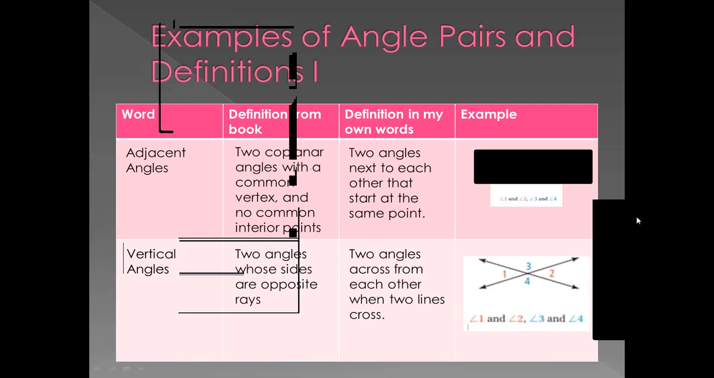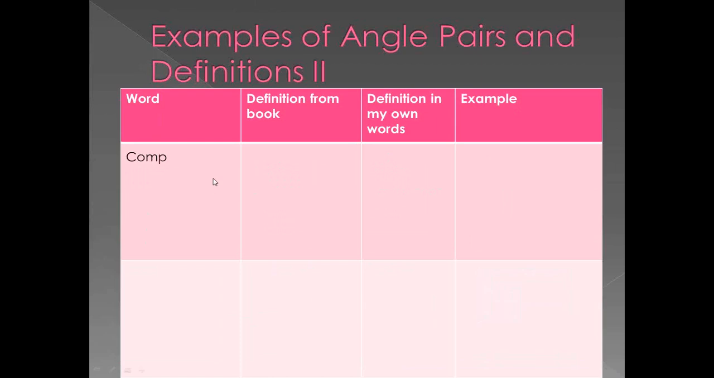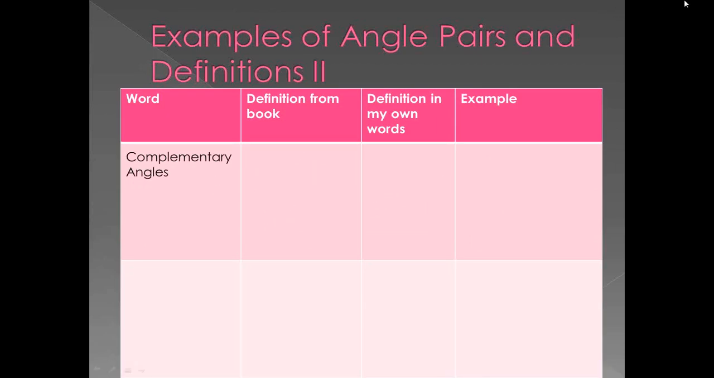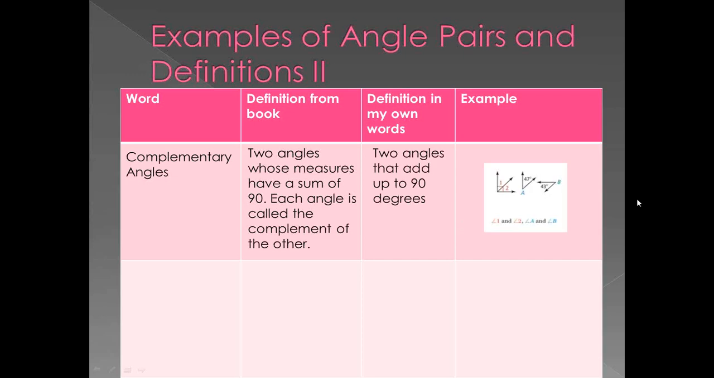All right, two more definitions, and then we're going to do some examples together, okay? So it'll get more interesting, I promise. Complementary angles. This is like what I was talking about before. Two angles whose measures have a sum of 90. And we call them complements of each other. In my own words, I put just two angles that add up to 90 degrees.